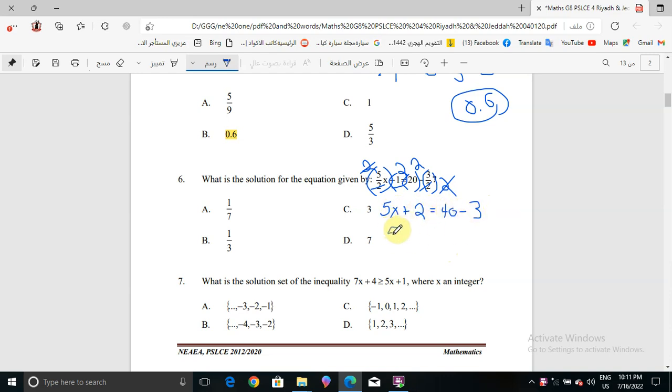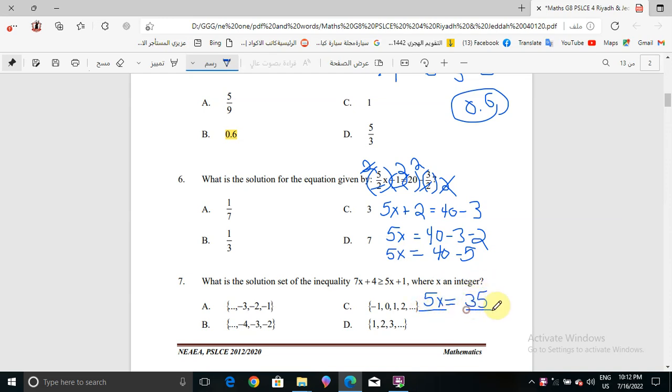Then 5x plus 2 is equal to 40 minus 3. That means 5x, we will shift 2 to the other side, so that means 40 minus 3 minus 2. Then 5x is equal to 40 minus 5. Then 5x is equal to 35.